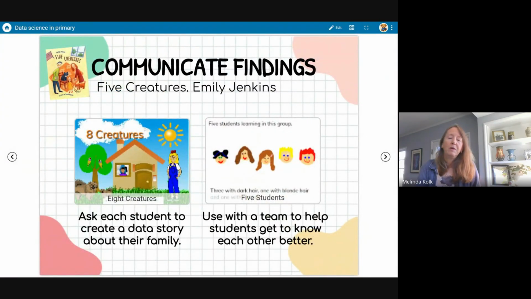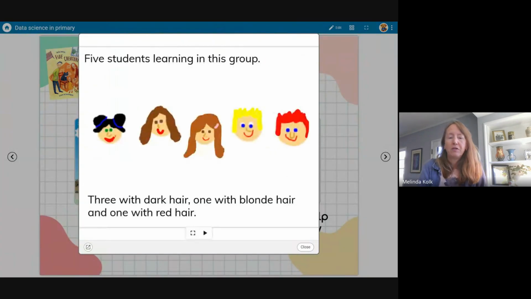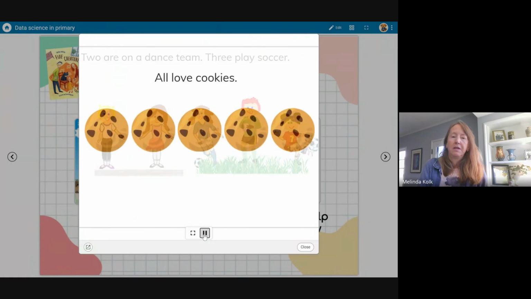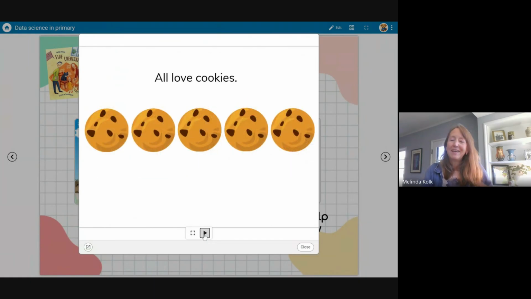I love this one too, because it's a wonderful beginning of the year, especially for older students. As you know, the kids, even in middle school, they love it when you bring out the picture books, especially if they've read those as a kid. They remember a lot of that. So in this one, there are 5 students learning in this group, 3 with dark hair, 1 with blonde hair, 1 with red hair, and then 2 on the dance team, 3 play soccer. Another one, all love cookies. So again, I actually have a table, so they have to pick an attribute and see who, they have to name all their team members and see who on the team shares that attribute.